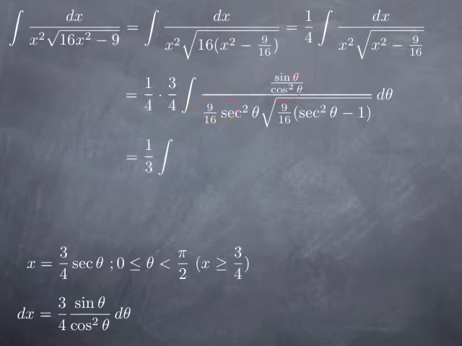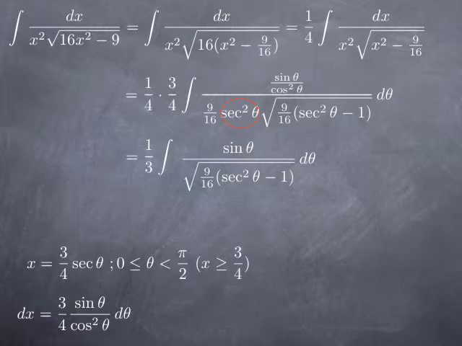Then here I have sine theta over cosine squared, and the secant squared at the bottom. Secant squared at the bottom means cosine squared at the top, because secant is simply the reciprocal of cosine. So I get cosine squared multiplied by sine divided by cosine squared. The cosine squared cancel out, and I'm left with simply sine theta at the top, and at the bottom what is left is now simply the square root.